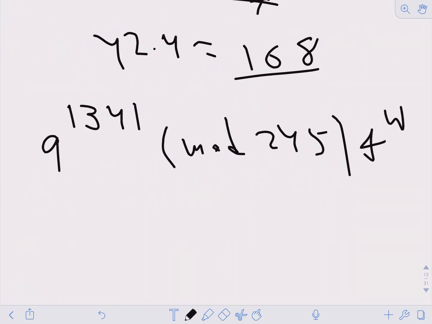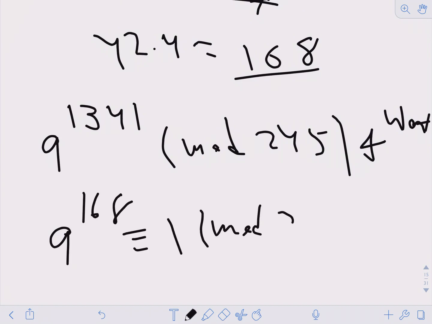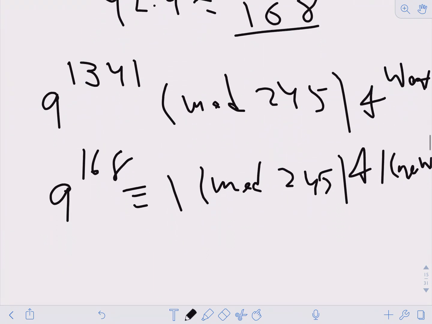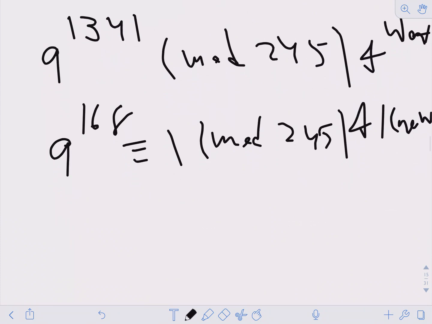This is what we want. By Euler's theorem, we know that 9 to the 168 is going to go to 1 modulo 245. So from this congruence, what we can do is keep subtracting 168 from 1341 and still be equivalent modulo 245.